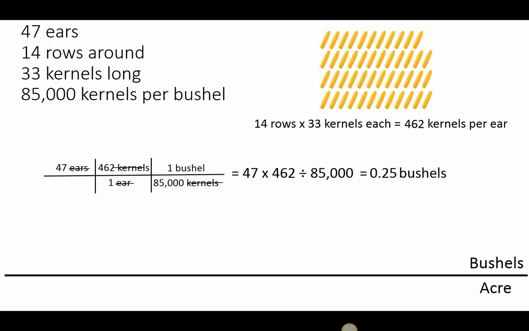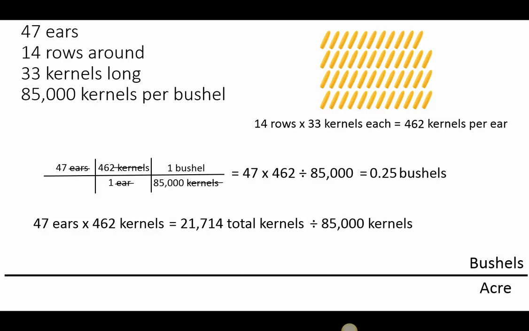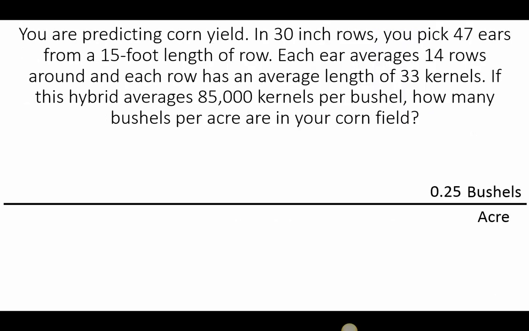Now let's use our other method. 47 ears times 462 kernels per ear gives us a total of 21,714 total kernels. 21,714 kernels divided by 85,000 kernels equals 0.25 bushels, which is the same answer we got from our picket fence method. Finally, let's calculate the area we picked these ears from.